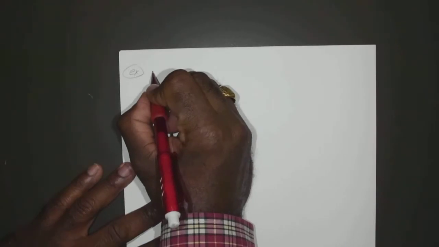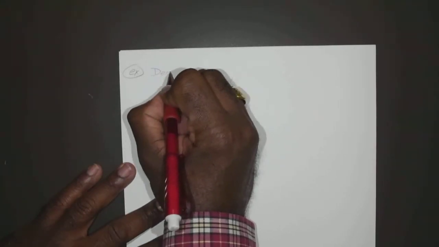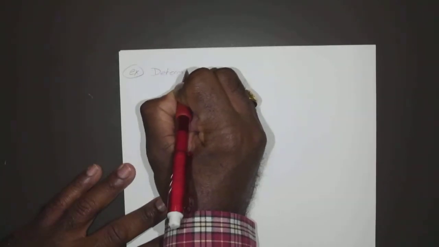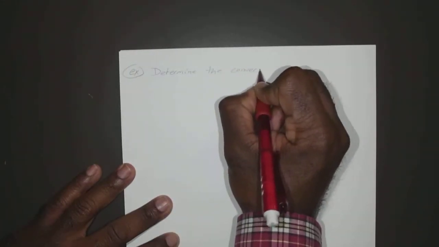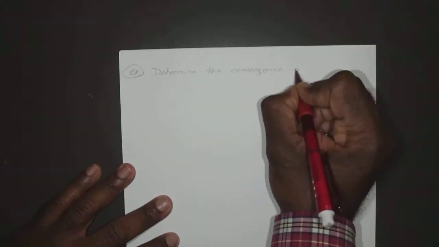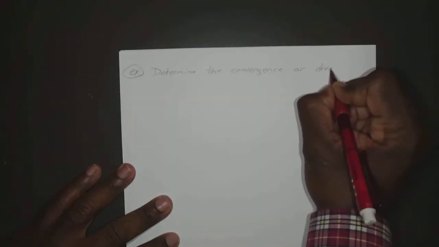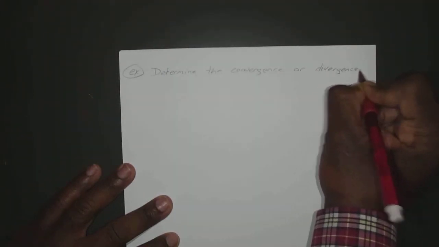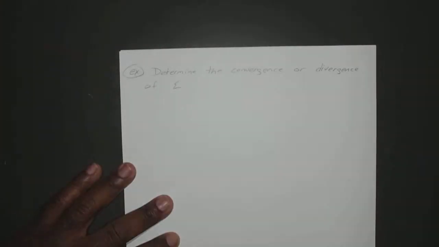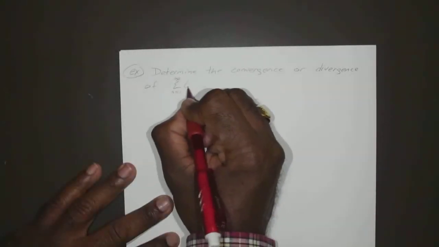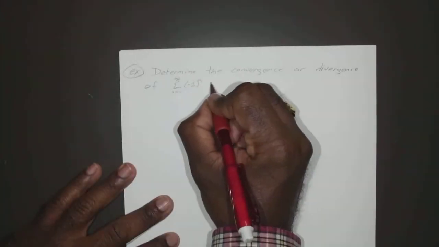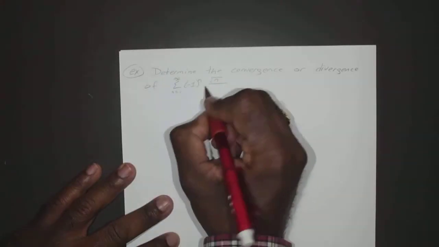Okay, so let's say, for example, determine the convergence or divergence of the sum from n equals 1 to infinity, negative 1 to the nth power, square root of n over n plus 1.